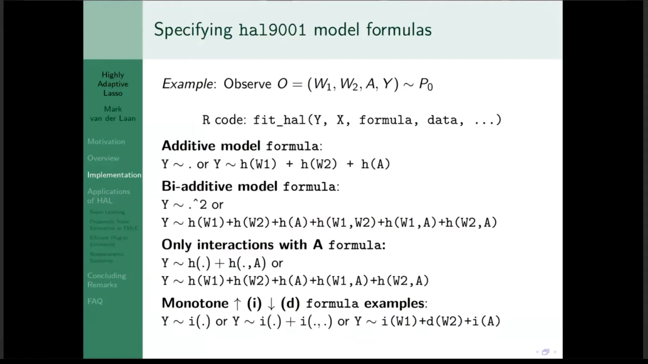And then you can also specify that you want certain of these functions monotone. And so you have I for increasing and D for decreasing. And so here's an example of Y is I(W1) plus D(W2) plus I(A), meaning it fits an increasing monotone function in W1, a monotone function in A, and a decreasing one in W2.